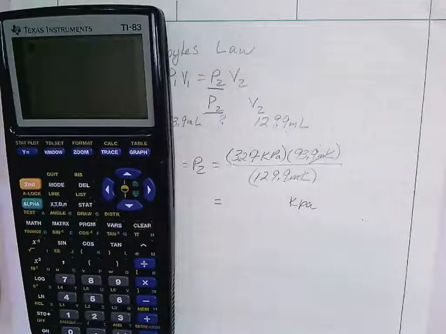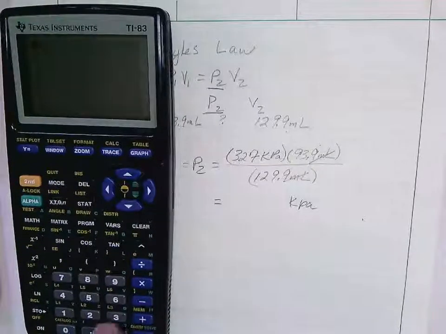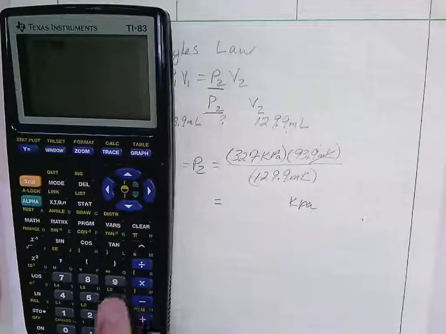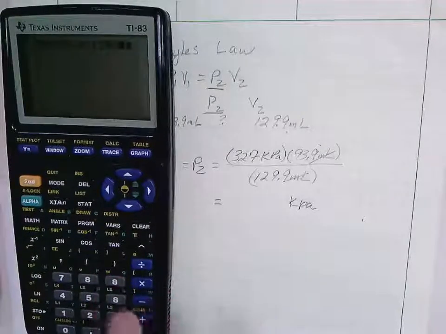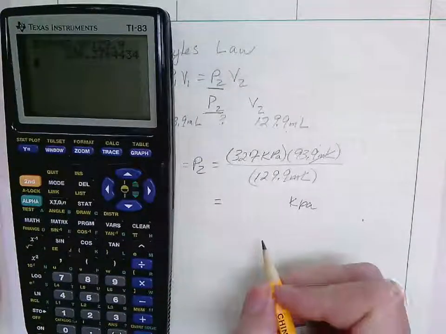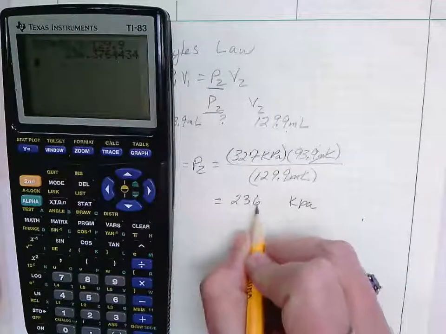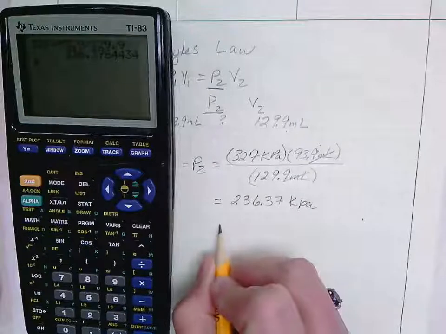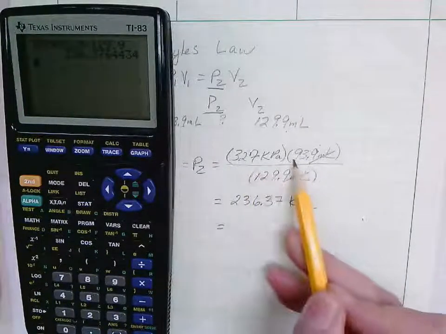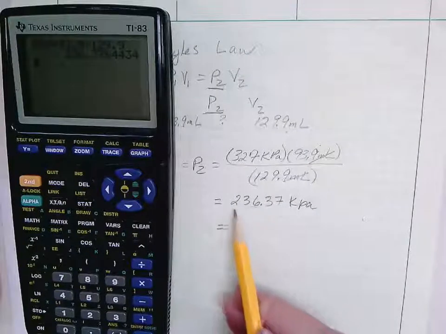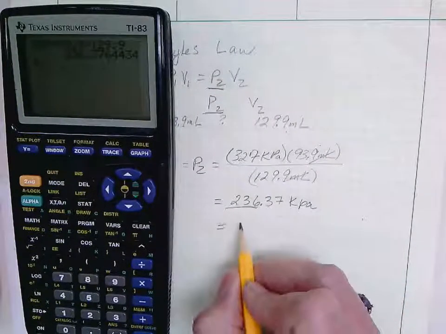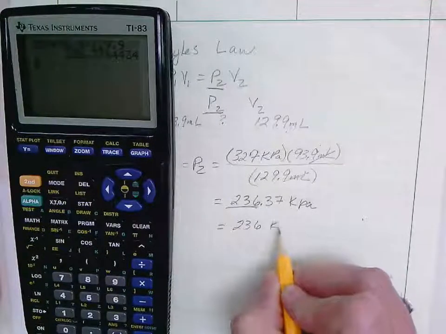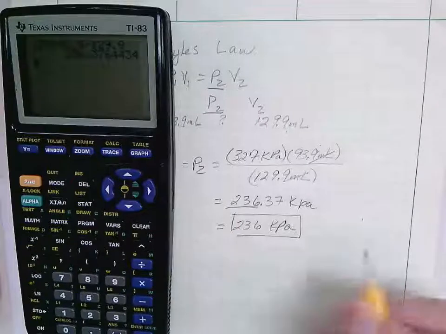And now on my calculator, I'm ready to put in 327 times 93.9 divided by 129.9 equals, and I get 236.37. And looking here, I have three significant figures, so my answer can only have 3. I will be keeping this much of my number. The ones place is the last digit I can keep. The tenths tell me to round off, so it would be 236 kilopascals. And that's my final answer.